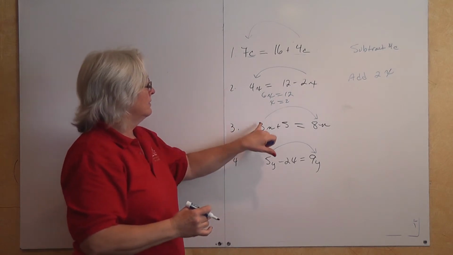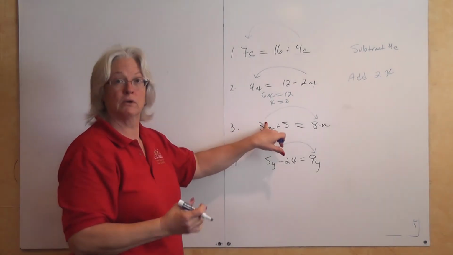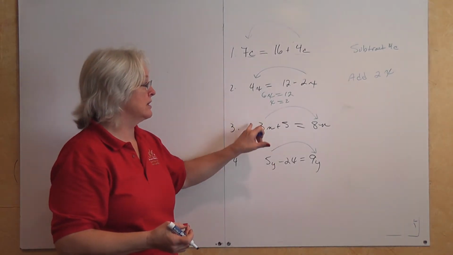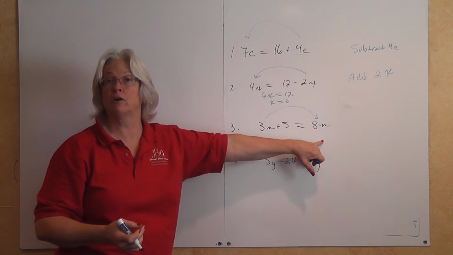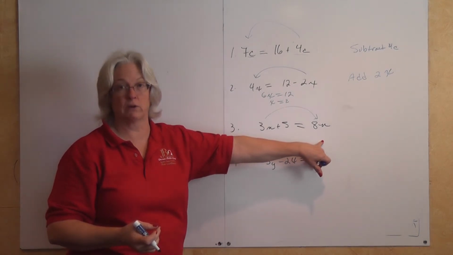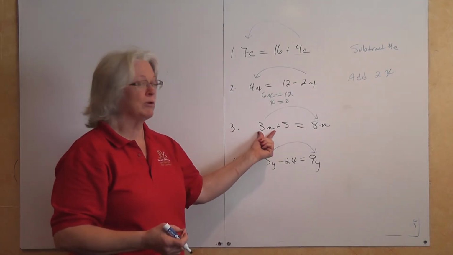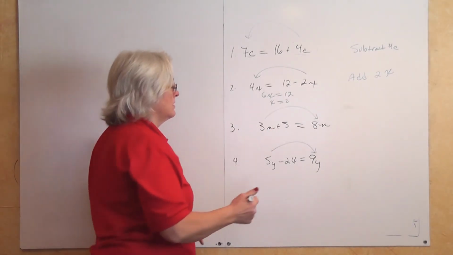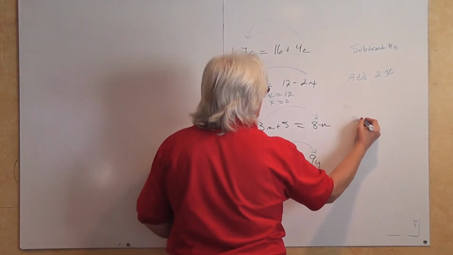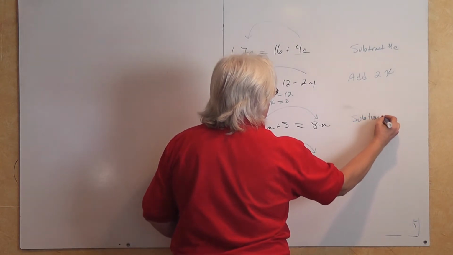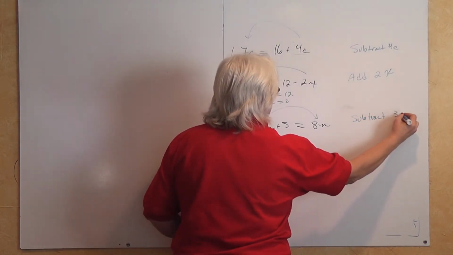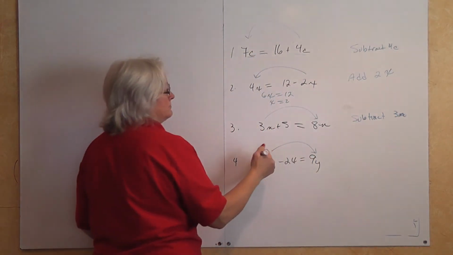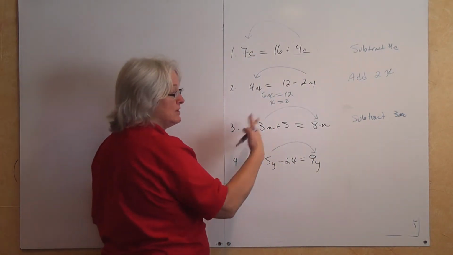Now, however, the smaller coefficient is on the left-hand side, so we're going to isolate the variable on the right-hand side of the equation. If we want to get rid of this 3n, what do we need to do to both sides of the equation? You need to subtract 3n from both sides of the equation. 3n minus 3n is 0.